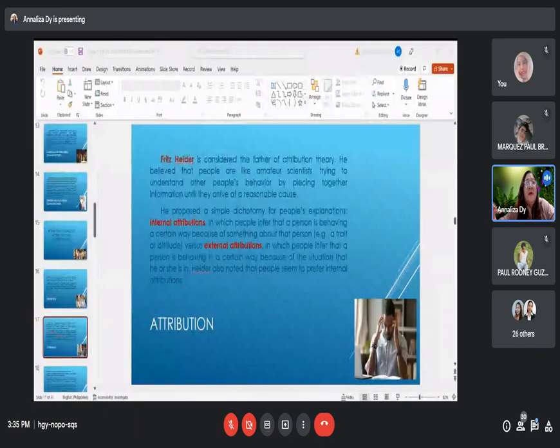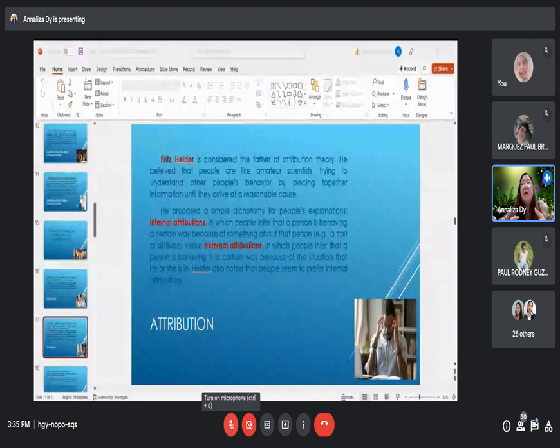Now look at this. We have what we call internal attributions, where people infer that a person is behaving a certain way because of something about the person. Internal yan. Okay. Internal attributions. Something about the person himself. Siya yung cause. Okay? And there is also what we call the external attribution, where people infer that the person is behaving in a certain way because of the situation he or she is in. Okay, ano uli yun when you say internal? Internal means that causes are within the person. Siya mismo ang cause.